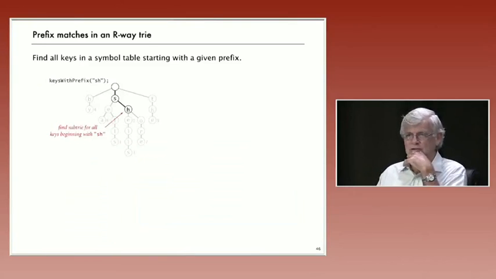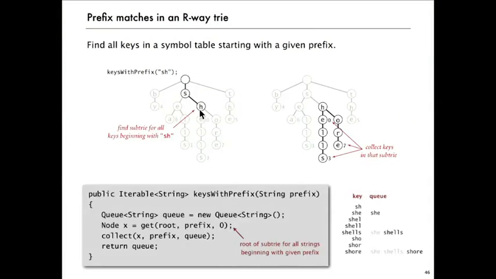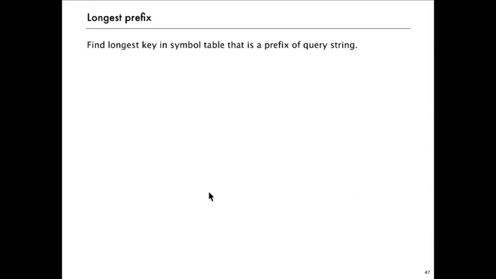So let's look at how that looks in an R-way trie. So what about finding all the keys in a symbol table that start with a given prefix? Well, we just search for that prefix and then just do a collect of the keys in that subtrie. So that's very straightforward. So you get the node that is the one you get to by starting with that prefix, and then you just call the recursive collect, and boom, you're done. Extremely simple implementation of keys with prefix in an R-way trie.